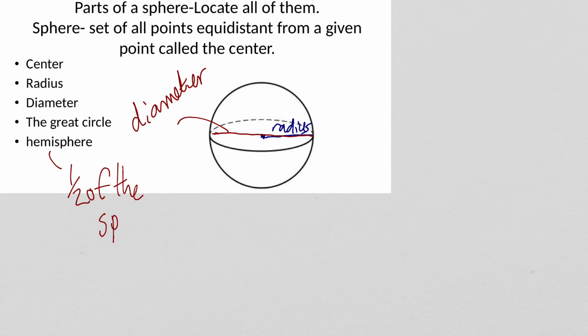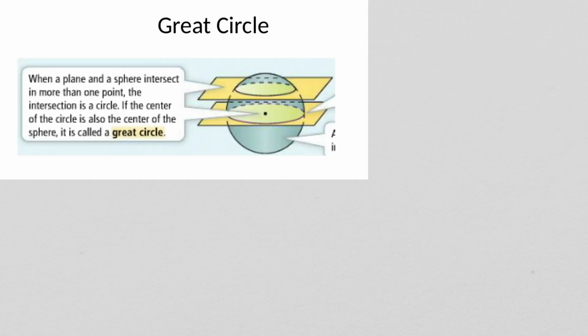And then they have something called the great circle. So here is a visual of what the great circle is. The great circle is when you have a plane intersecting the sphere through the center. This is called the great circle. It is basically the equator if we were thinking about the Earth. So there it is. That's a great circle. A plane intersecting right through the center of the sphere is called the great circle.